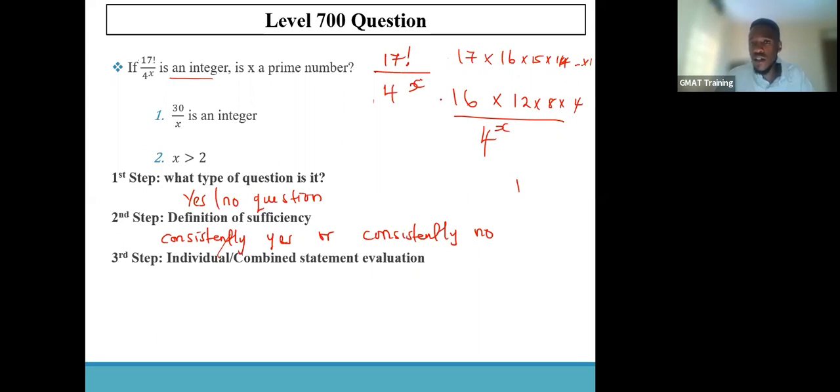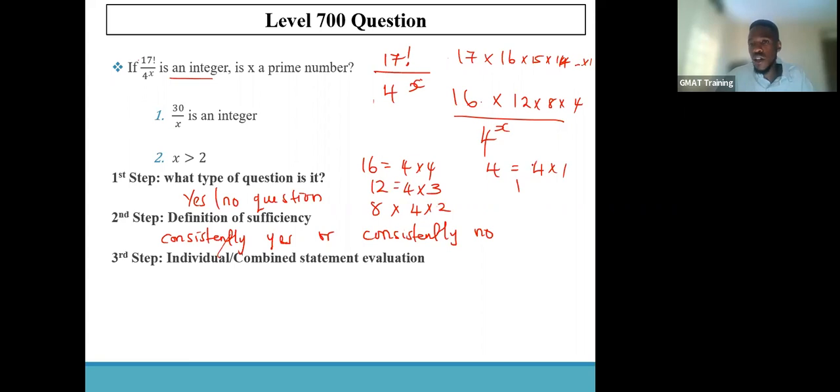You can notice that if you express all these 4 values as multiples of 4, we would have 16 is the same as 4 times 4, 12 is the same as 4 times 3, 8 is the same as 4 times 2, and 4 is the same as 4 times 1.